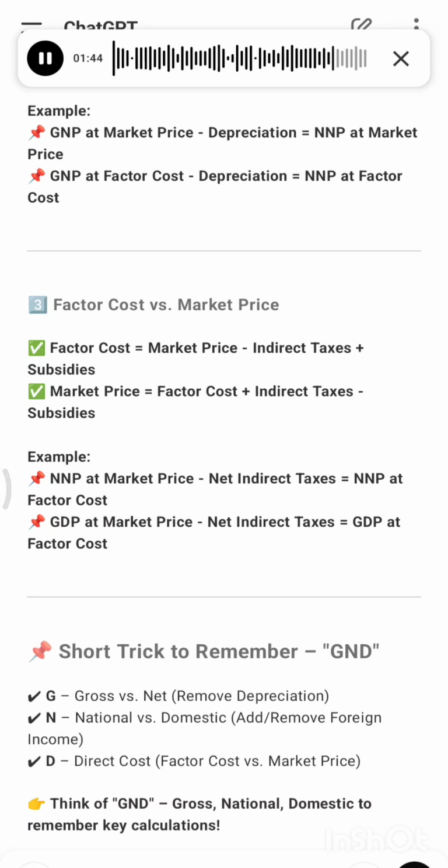Short trick to remember: GNDG. G, gross versus net, remove depreciation. N, national versus domestic, add or remove foreign income. D, direct cost, factor cost versus market price. Think of G and gross, national, domestic to remember key calculations.